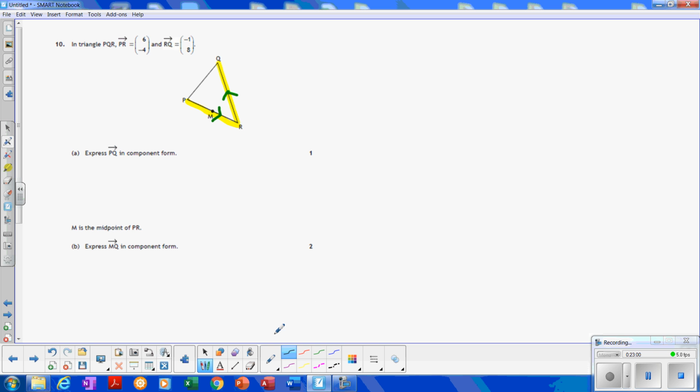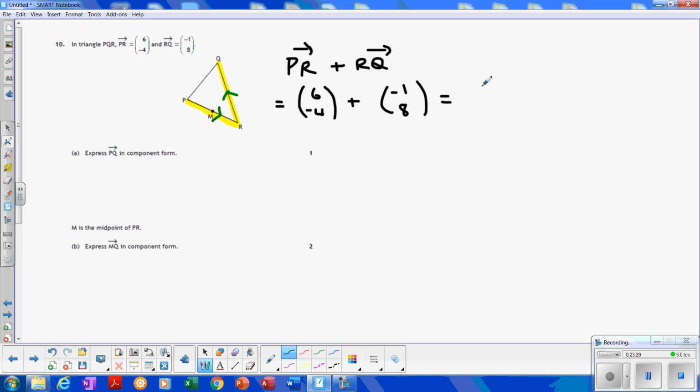So the path that I took was, I went from P to R, and then I went from R to Q. Now we have components for these vectors, so from P to R it was 6, minus 4, and then from R to Q it's minus 1, 8. So all we have to do is add the x components and the y components, so 6 plus minus 1 is 5, and minus 4 plus 8 is 4.